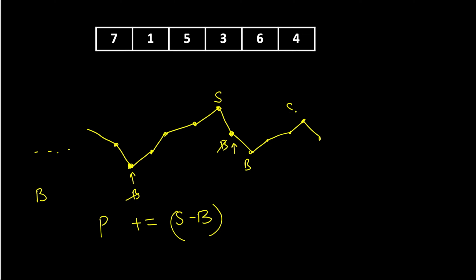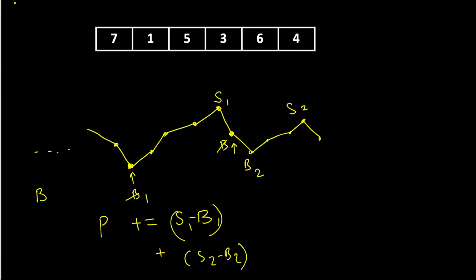And now again, let's call it B1, S1, B2 is this. And the moment it dips, you sell. So you again add S2 minus B2. So this is the strategy and it will work. You are allowed to make as many transactions as you want.